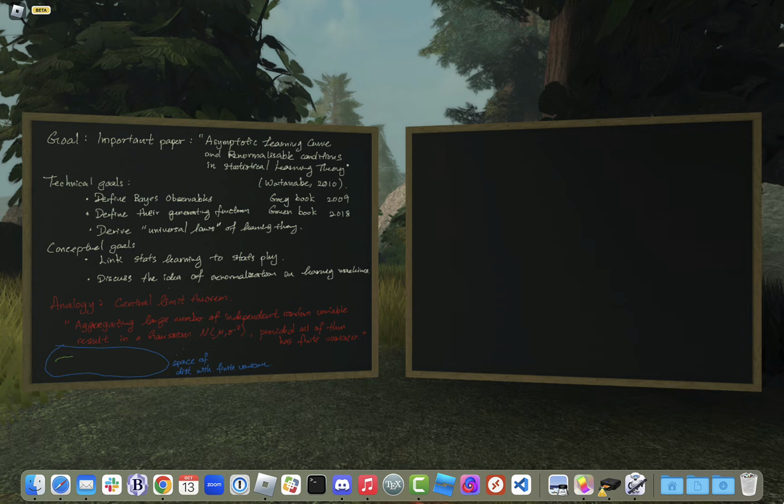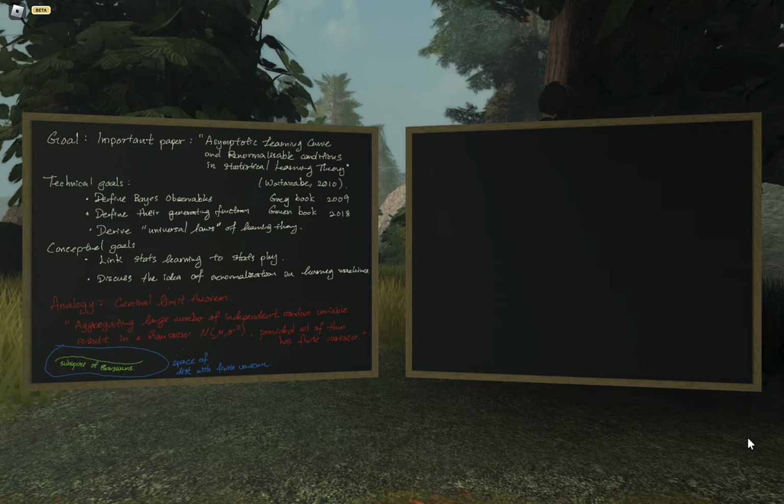And then there is a subspace of Gaussians. An important thing to note is that Gaussians are completely specified by their mean and variance, by two real numbers in the one-dimensional case, and d plus d times (d minus 1) over 2 real numbers in the d-dimensional case.